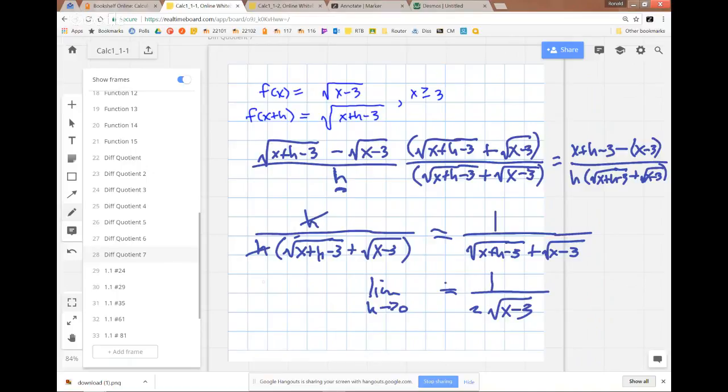Does that make any sense? Yes. Okay. So you're right, I can't just say the h has to be gone. But let's put it this way. The h that would create a 0 in the denominator does have to be gone.